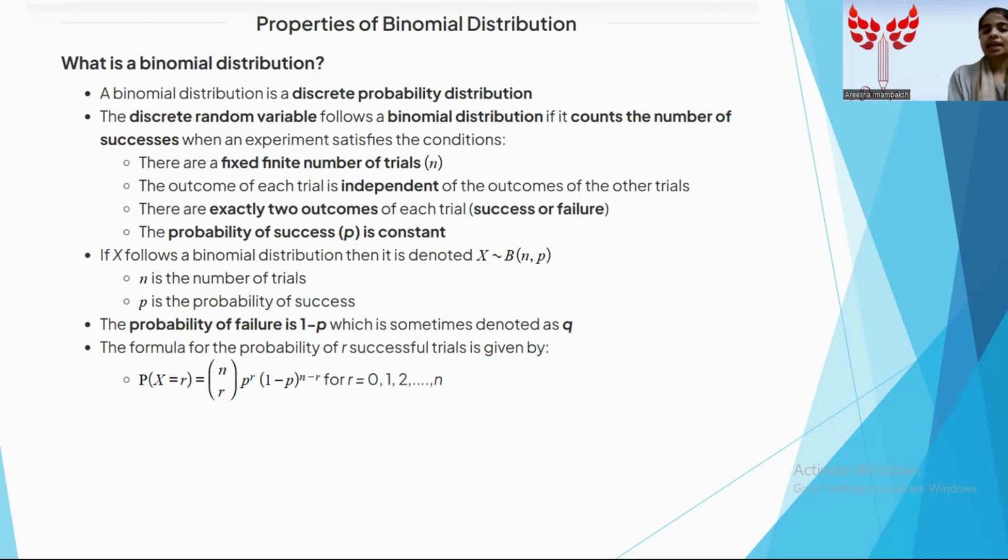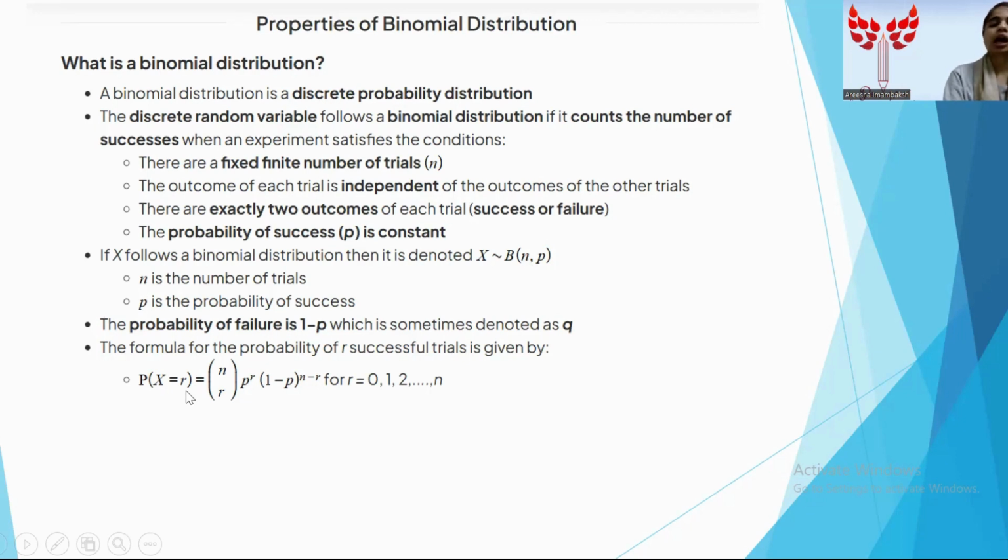And how do you represent a binomial distribution? You represent it this way: X follows a binomial distribution with parameters n and p, where n represents the fixed number of trials and p represents the probability of success. Obviously, if p is the probability of success, the probability of failure would be 1 minus p, which is denoted by q.